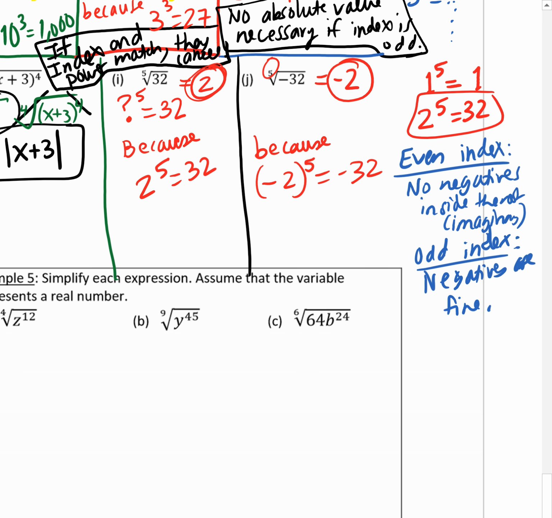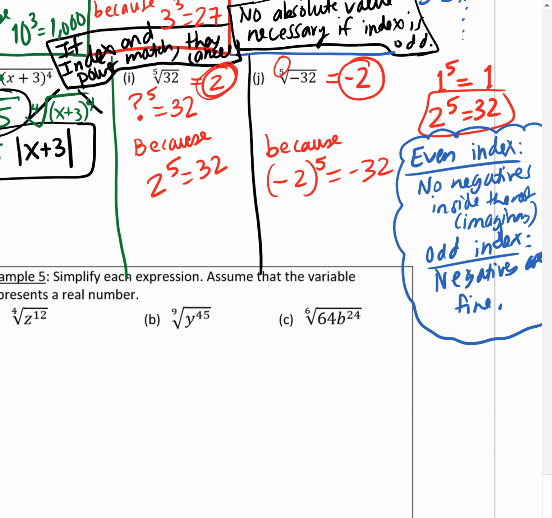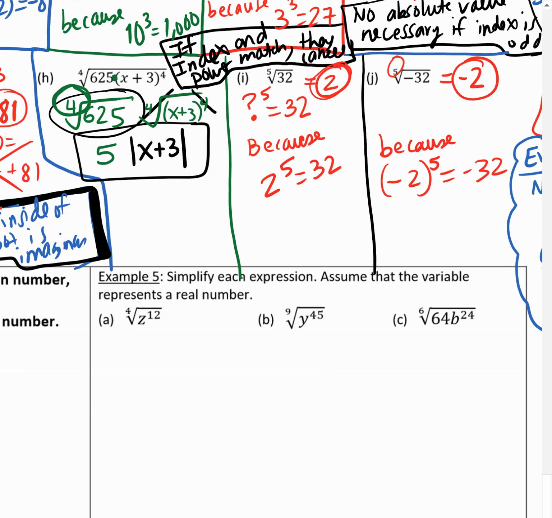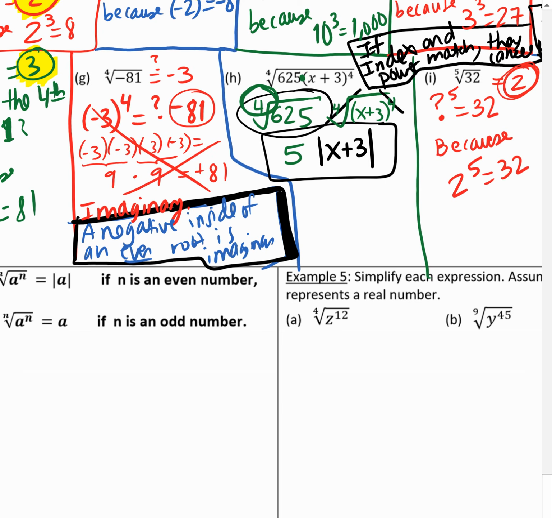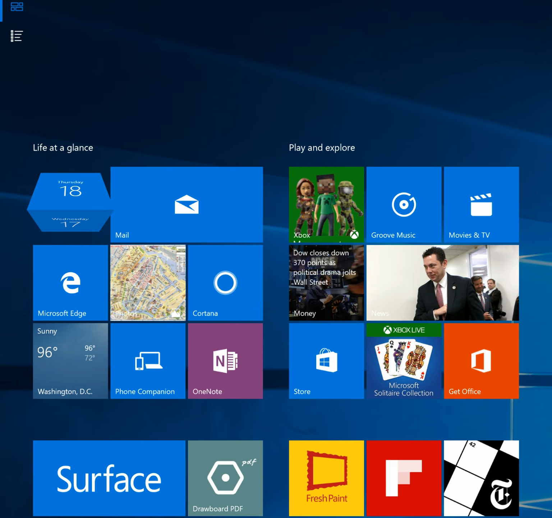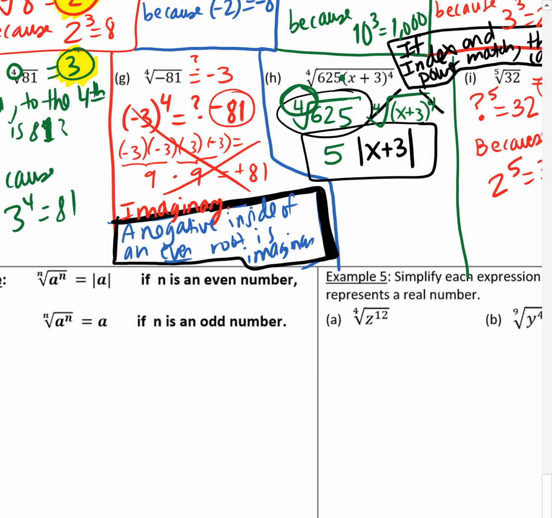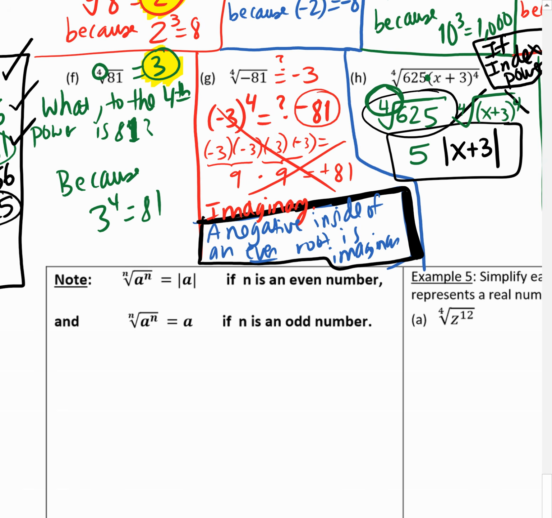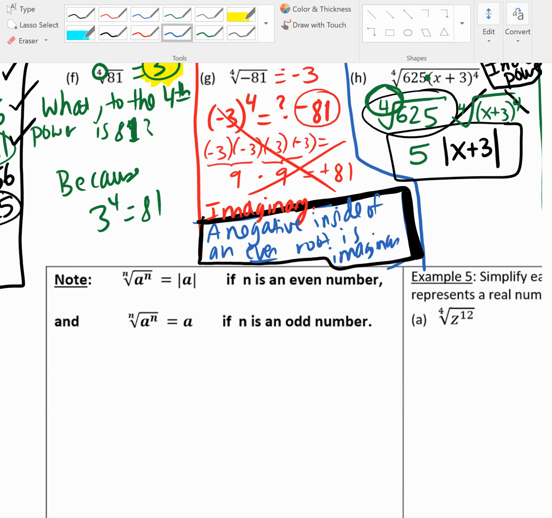So it's good to keep in mind, because it's easy to get in the habit of just freaking out when you see a negative inside a root and just saying, oh, it's imaginary. But it depends. Is it an even root, a square root, a 4th root, a 6th root? Then you're right. But if it's an odd root, 5th root, 3rd root, 7th root, then you're fine, and you don't have to worry about imaginary.